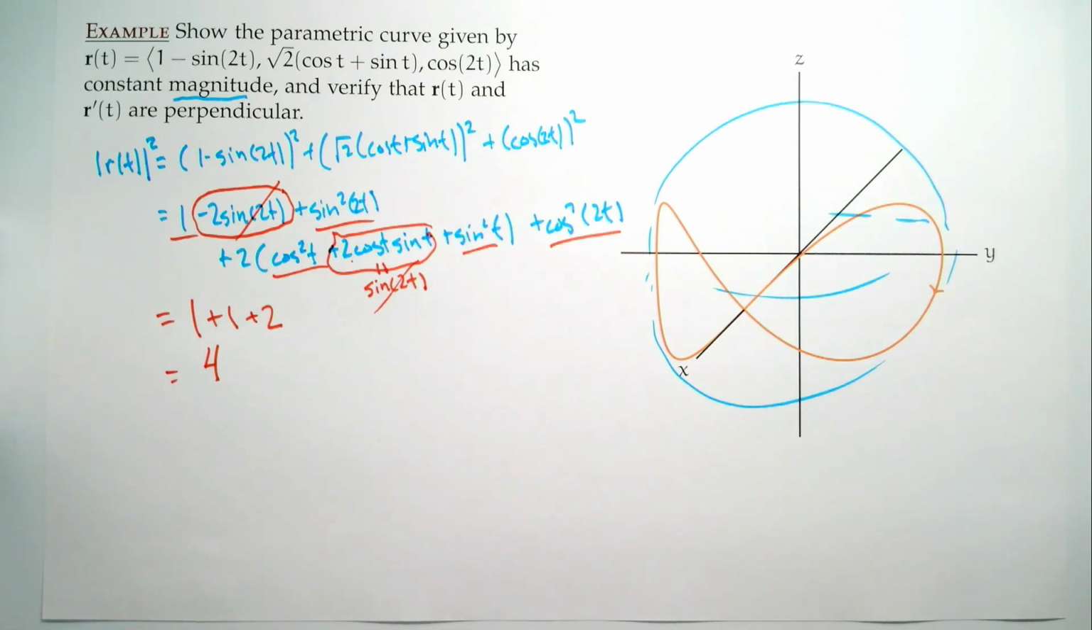And then if you take r prime of t and dot it with r of t, you will see you get 0. I'll leave that as an exercise. We already know it's going to be 0 because the theory says so. All right, that's it, done.